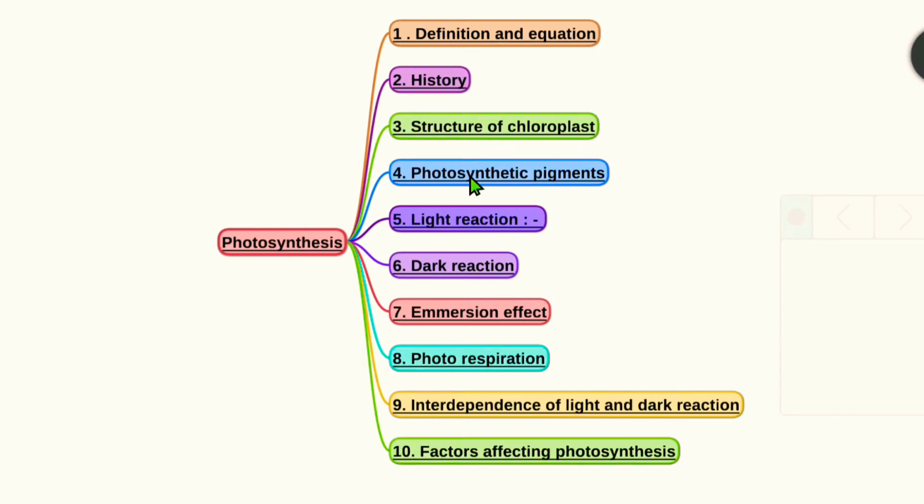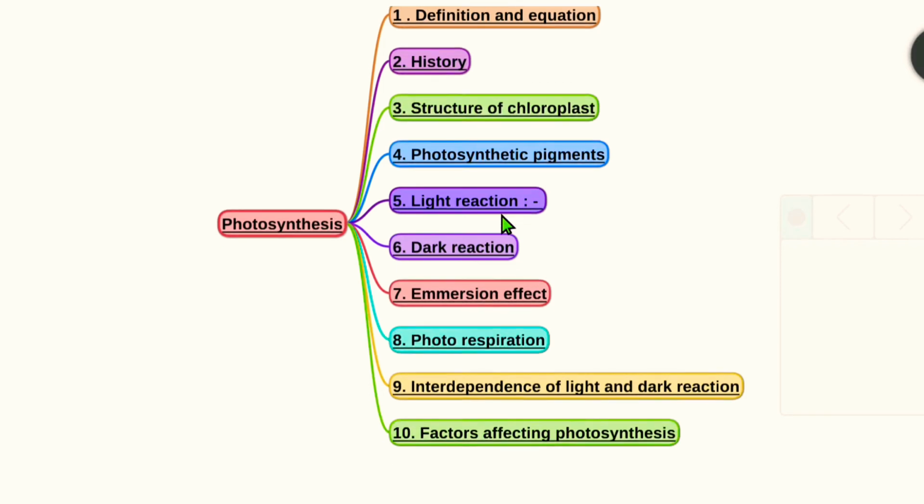The fourth one is photosynthetic pigments. There are various photosynthetic pigments like chlorophyll, carotenoids and phycobilins, and we'll see more next. And the fifth one is the light reaction. In this point we'll see photophosphorylation and the types of photophosphorylation. And the sixth one is the dark reaction. There are three pathways in the dark reaction. We'll see next, and this is a very vast one.